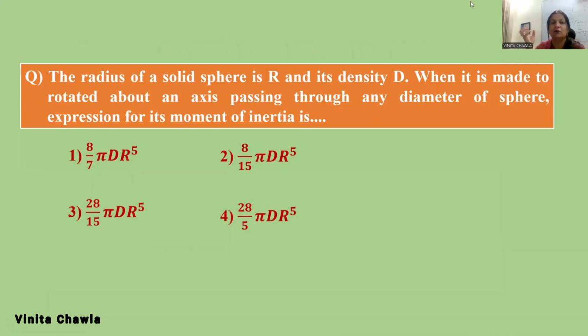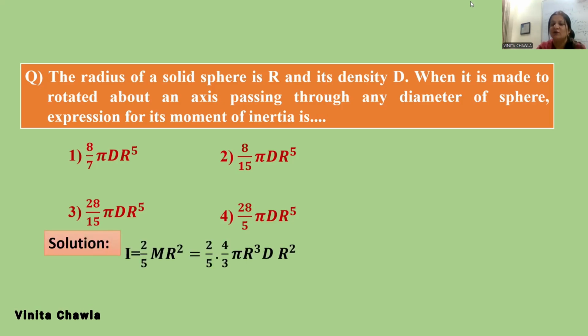See, we are rotating a solid sphere about its diameter, and we know the moment of inertia about diameter, it's 2 by 5 mr square. So density is given, radius is given. We have to write in terms of density and radius. See, because we know the moment of inertia, it's 2 by 5 mr square. So mass is volume into density. Volume is 4 by 3 pi r cube and density is d. So on solving this, you'll get this, right? So this is the correct option. हमने कुछ नहीं किया, हमने बस मास को वॉल्यूम इनटू डेंसिटी किया, ठीक है?